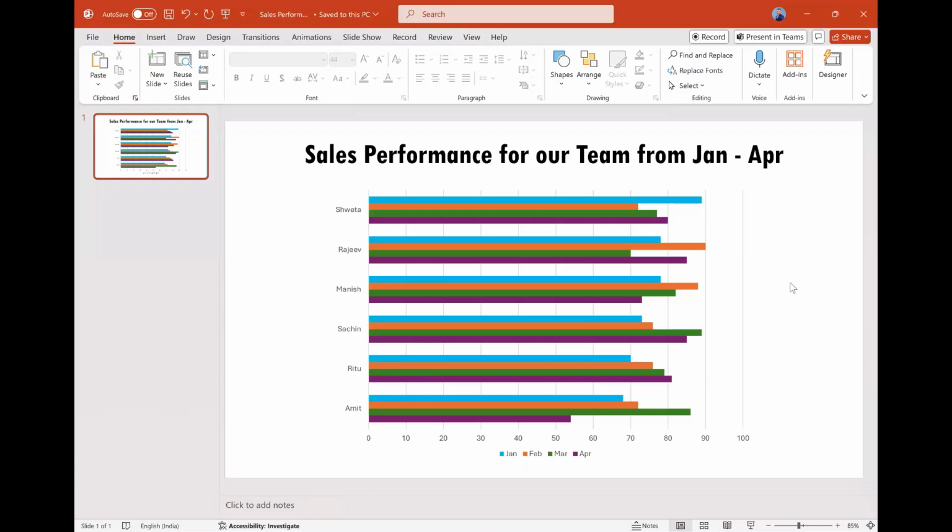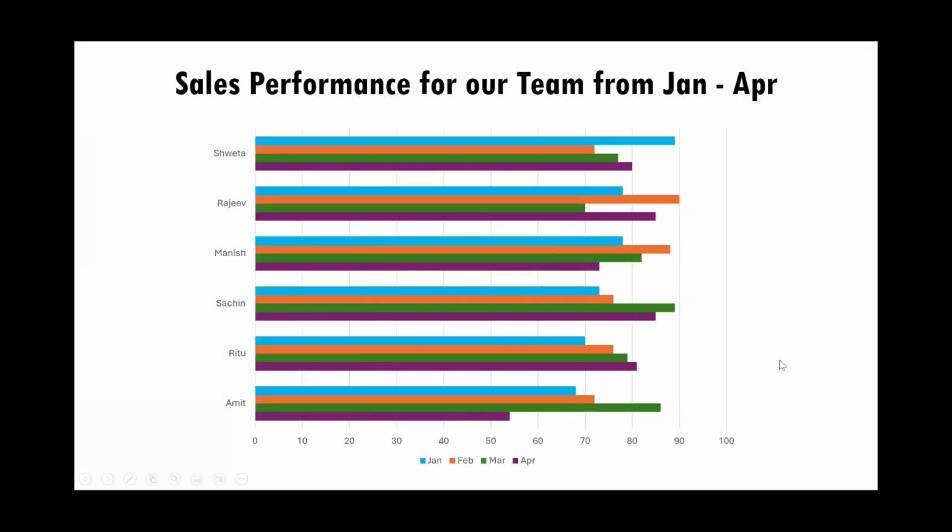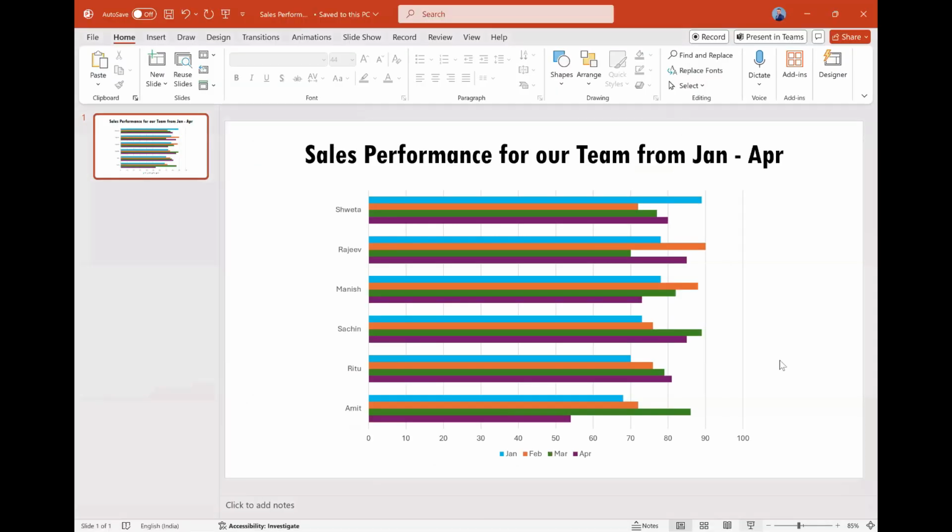Now, as you can see in the data, we have multiple employees: Sweta, Rajiv, Manish, Sachin, Ritu, Amit, and we have some sales figures, let's say performance out of 100. And these are the months: January, February, March, April. Now we have to transform this. As of now, if I present this PowerPoint, let me go into this one. What will happen? I'll get something like this. This is the boring one. This is the traditional one. As I said, I have to transform this into an amazing one. So let us see some simple steps to convert this into a beautiful presentation right now.